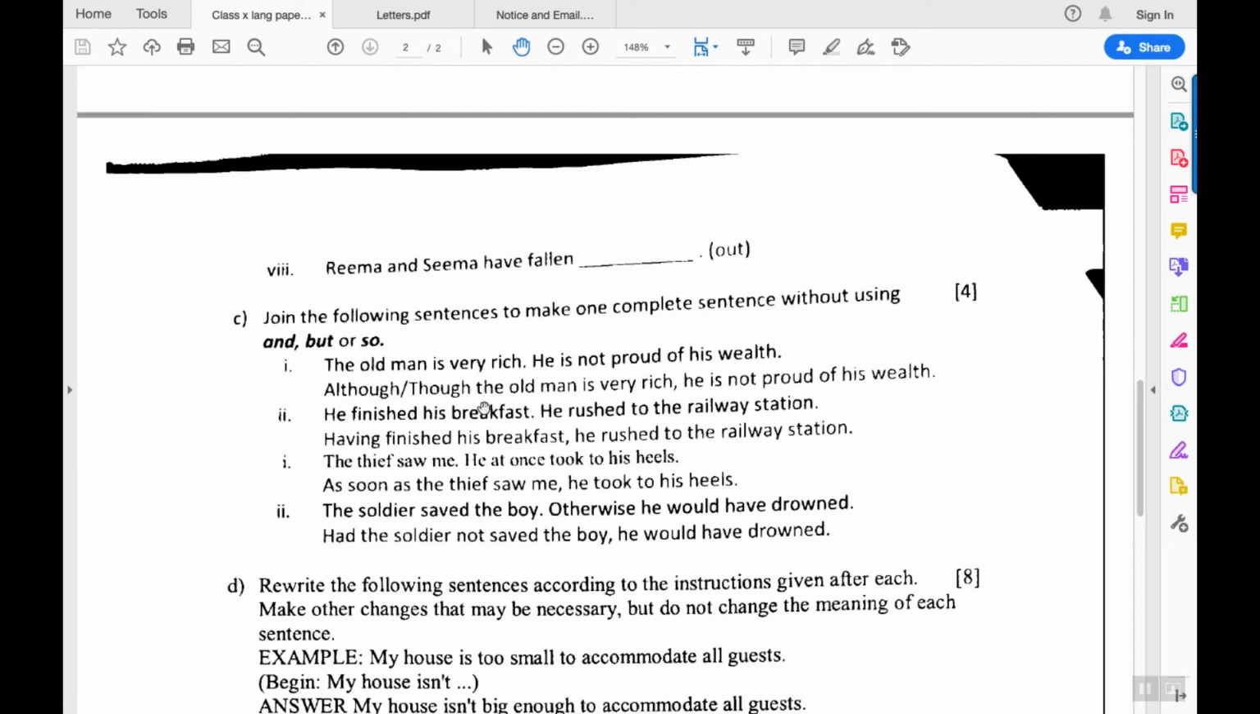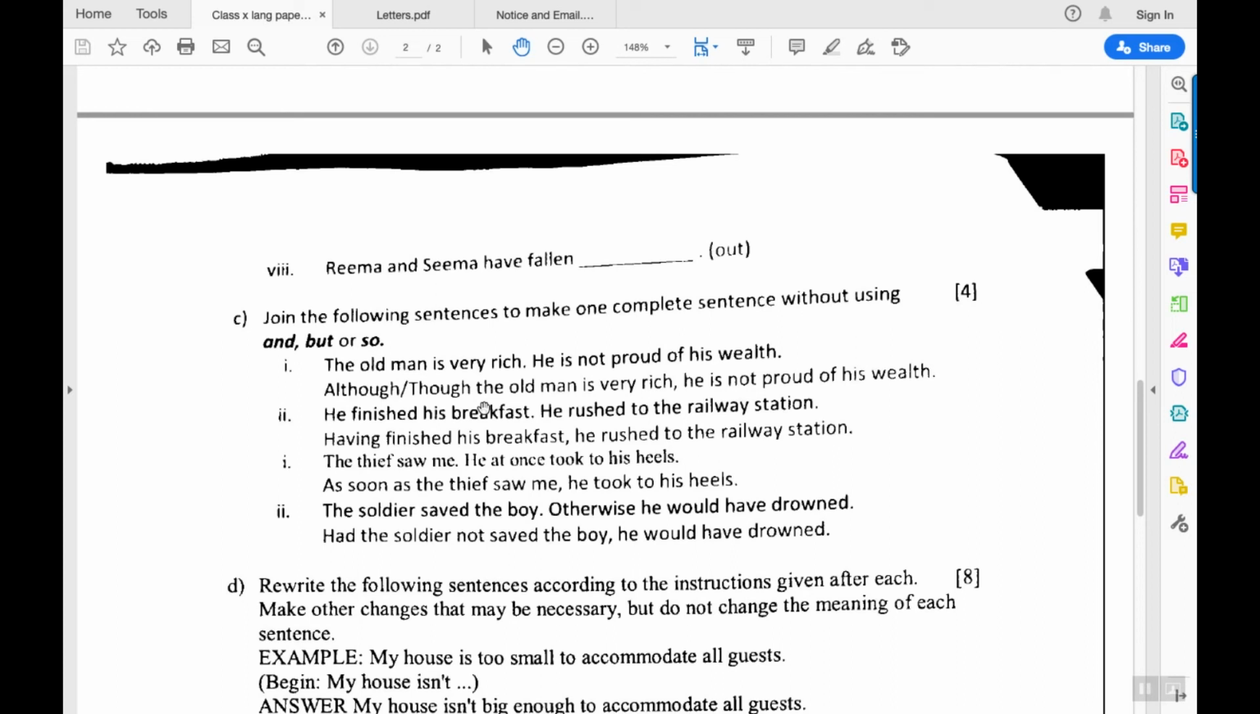Next one, he finished his breakfast, he rushed to the railway station. Answer would be: Having finished his breakfast, comma, he rushed to the railway station. Next, the thief saw me, he at once took to his heels. As soon as the thief saw me, he took to his heels. Next, the soldier saved the boy, otherwise he would have drowned. Answer: Had the soldier not saved the boy, comma, he would have drowned.